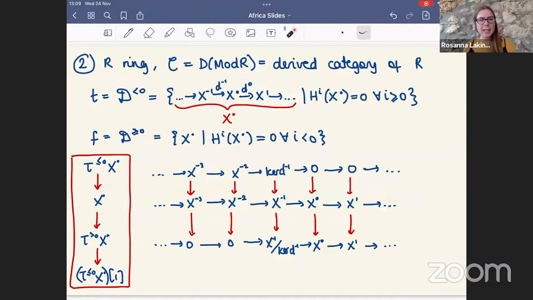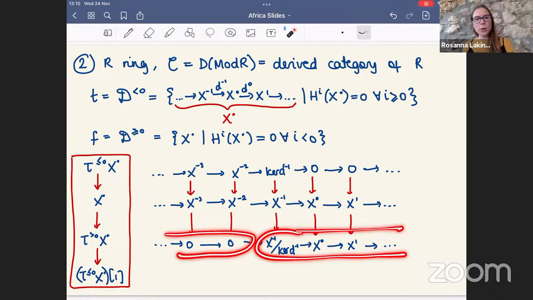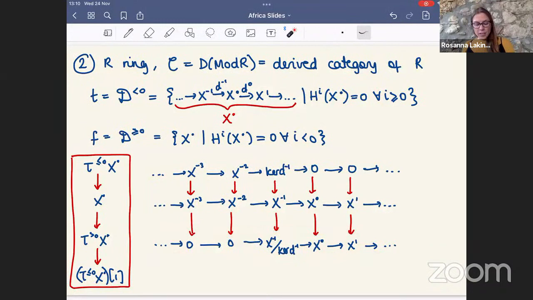The object X bullet is an arbitrary complex, but we can truncate X, I guess this is the left truncation, where we do the smart truncation. So we take the same entries as X to the left, and then we put the kernel of d minus one in degree minus one, and then zeros everywhere else. Then the cohomology in degrees greater than or equal to zero will be zero. And then we do something analogous on the other side. So now we can consider this complex here, which has zero cohomology in all negative degrees, and has the same cohomology as X in all non-negative degrees.